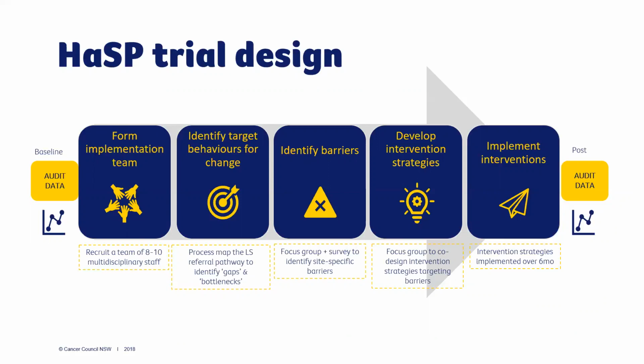And as we progress in the trial, they'll be using this information to identify barriers to specific target behaviours for change through surveys and focus groups, and then co-designing intervention strategies using information from those barriers and depending on the theory or non-theory trial based arm, using behaviour change techniques to design those intervention strategies. Following this, they'll work with their implementation teams to design and implement the interventions, and this will be followed by a post-intervention audit.